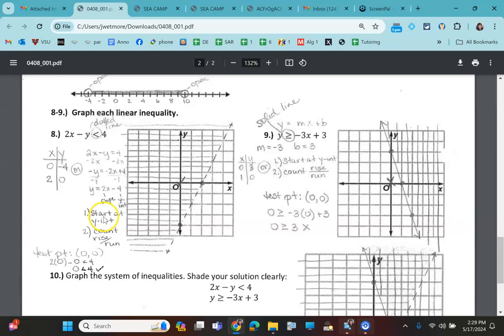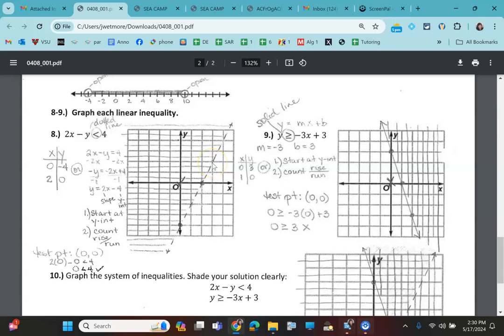So I would start at the y-intercept, at negative 4, and then I would count my slope of 2 over 1, so that would be a rise of 2 and a run of 1. Rise of 2, run of 1.